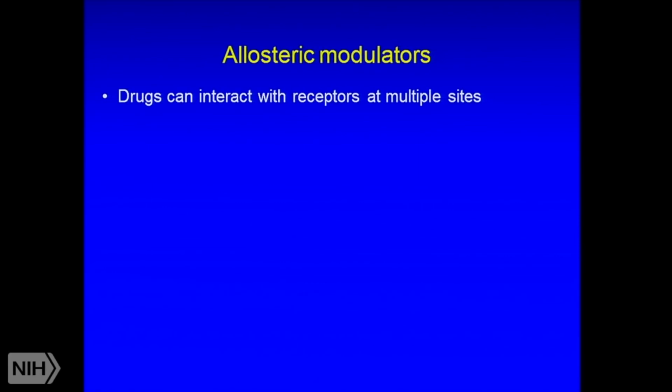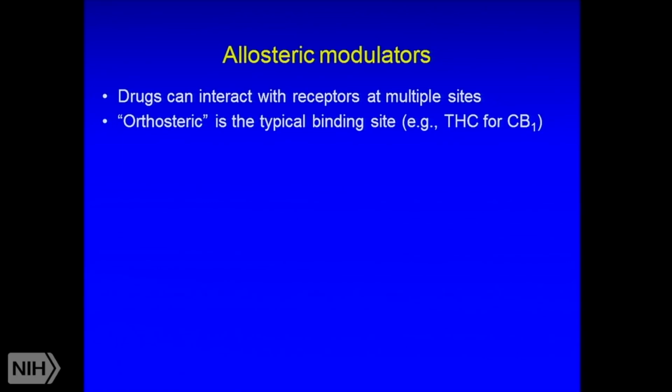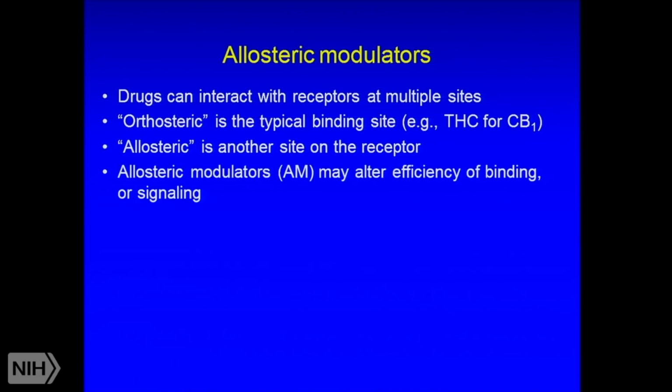Finally, let's talk about allosteric modulators. Drugs can interact with receptors at multiple sites. The orthosteric site is the typical binding site, where THC binds to CB1, et cetera. Allosteric would be another site on the receptor that a ligand can interact with. Allosteric modulators may alter the efficiency of binding or the efficiency of signaling, in the simplest iteration. And these interactions may be positive, a positive allosteric modulator or PAM, or negative, a negative allosteric modulator.